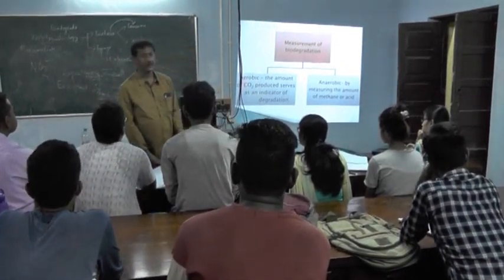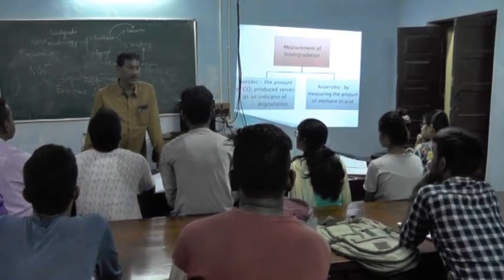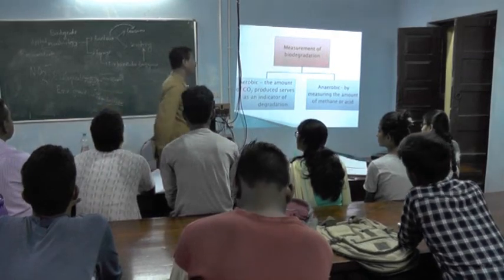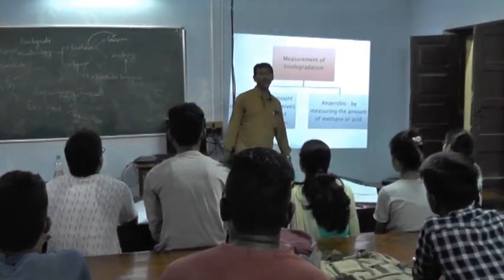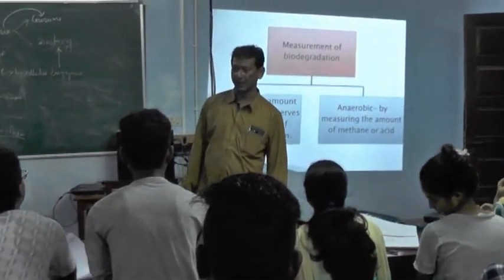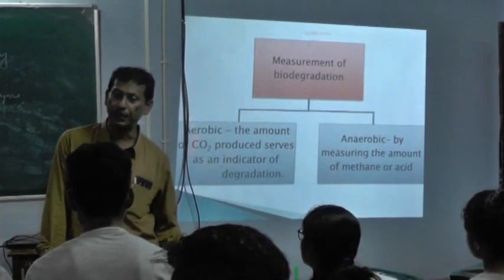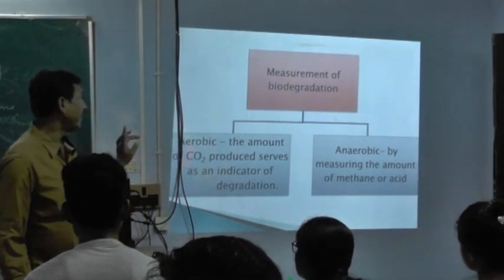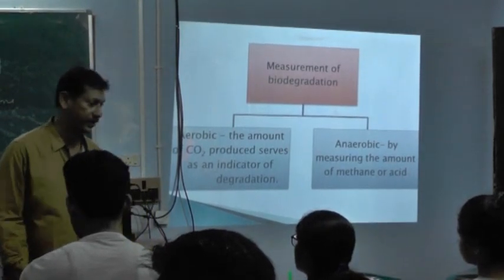Another thing is that in coal mines, there is an instrument for measuring methane. Through this instrument, we measure the amount of methane. Or if acids are being produced by the hydrolysis process, then there will be a chance of changing pH. So by measuring the changing pH, we ultimately get what amount of degradation has been taking place.